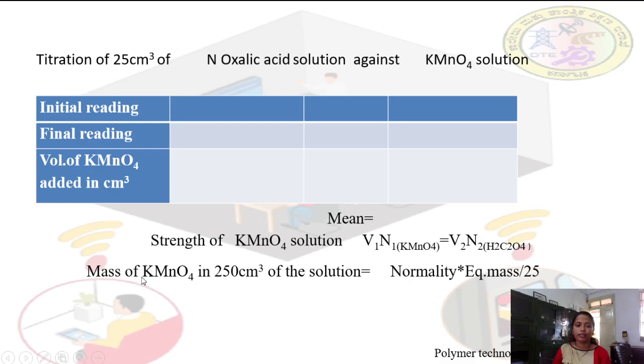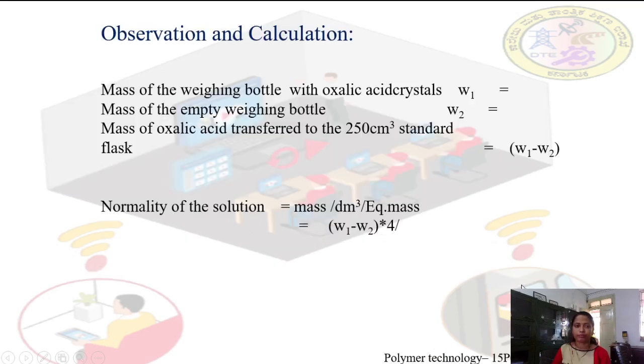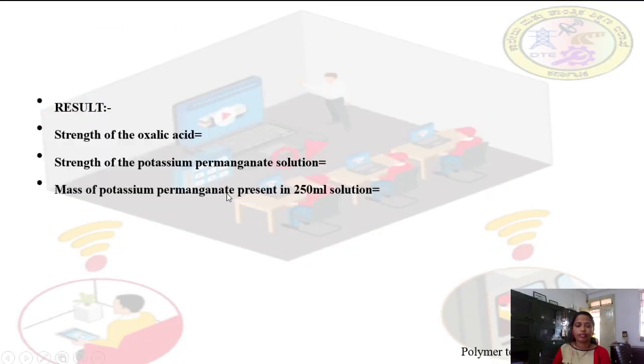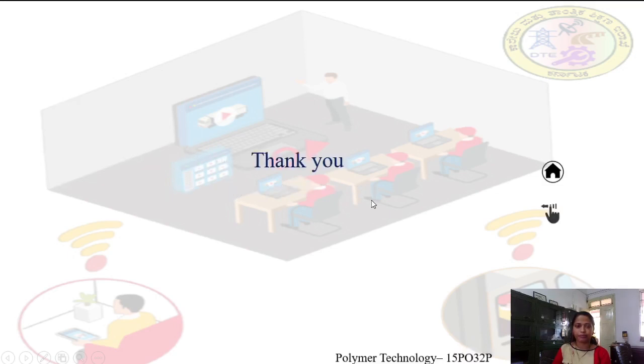Then we have to calculate the mass of the potassium permanganate in 250 cm cube of the solution. So here, we take the normality of the potassium permanganate into the equivalent mass of the potassium permanganate, divided by 25. Then the result: strength of the oxalic acid, strength of the potassium permanganate solution, and mass of the potassium permanganate present in 250 ml solution. Thank you.